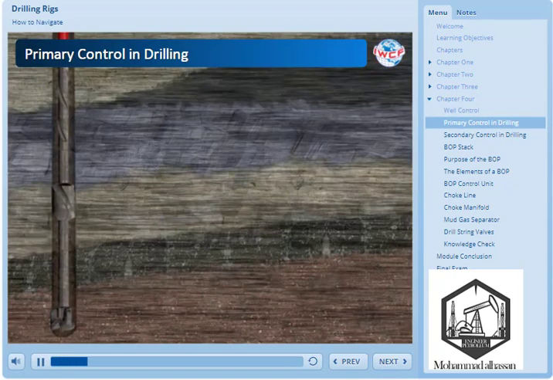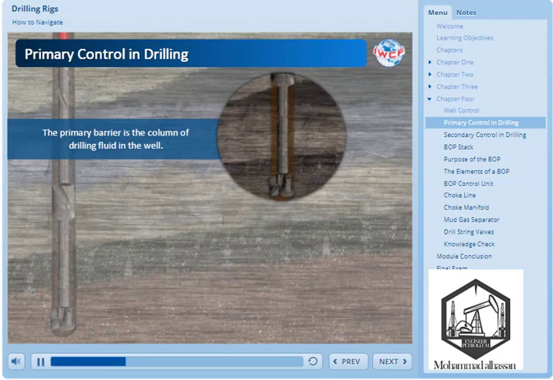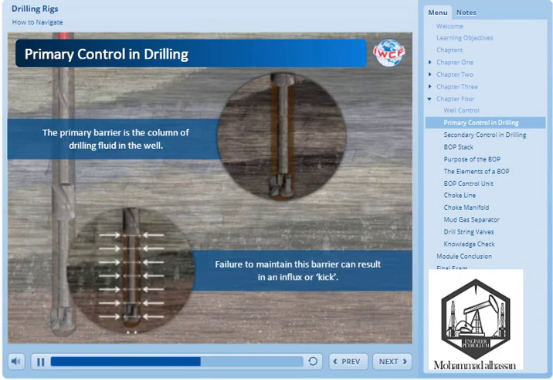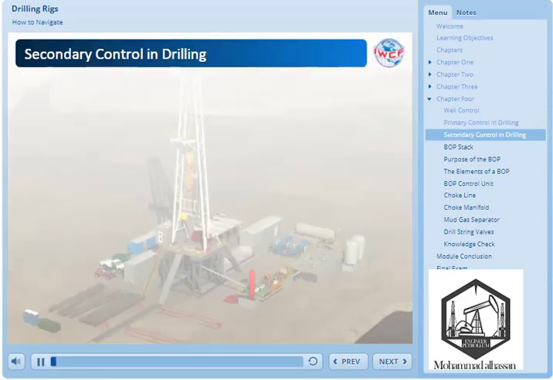As we have discussed, the primary barrier is the column of drilling fluid in the well. Failure to maintain this barrier can result in an influx or kick. On a drilling rig, the secondary barrier refers to the well control equipment.